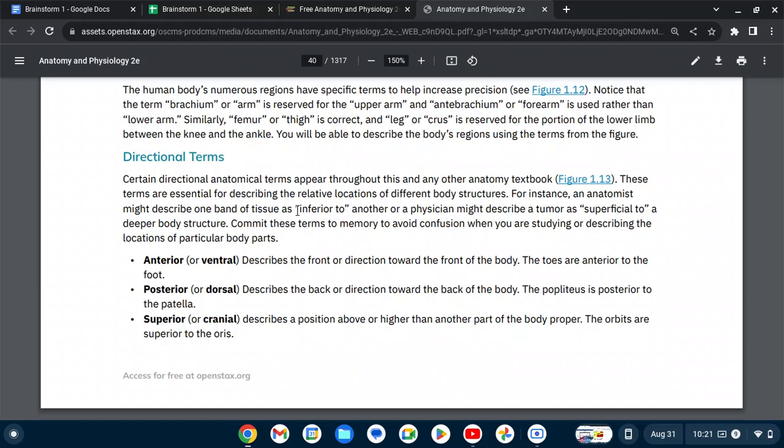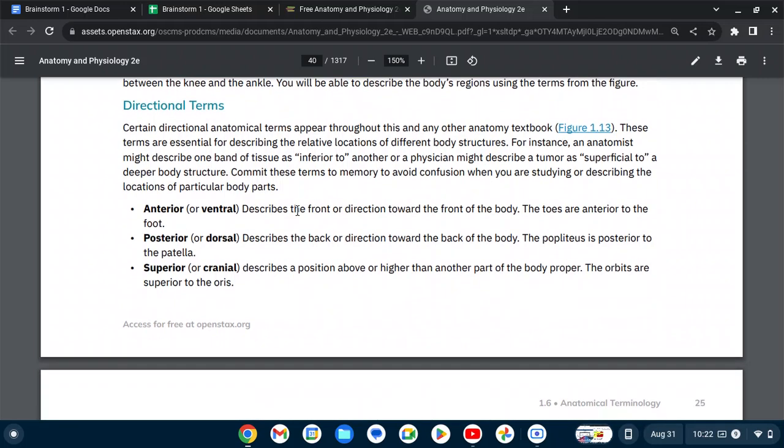You will be able to describe the body's regions using the terms from the figure. Directional terms. Certain directional anatomical terms appear throughout this and any other anatomy textbook. These terms are essential for describing the relative locations of different body structures.